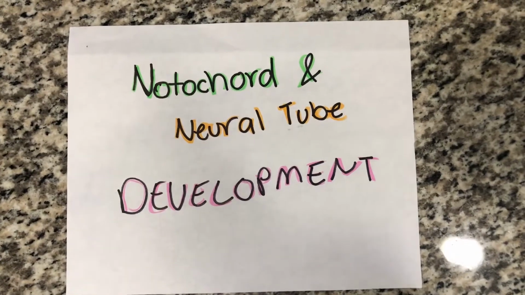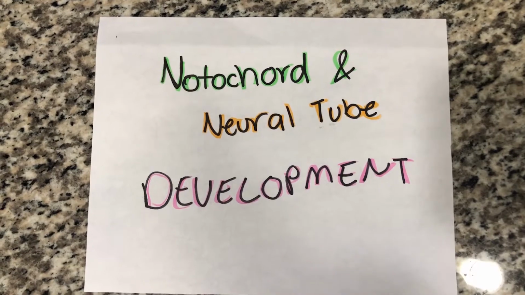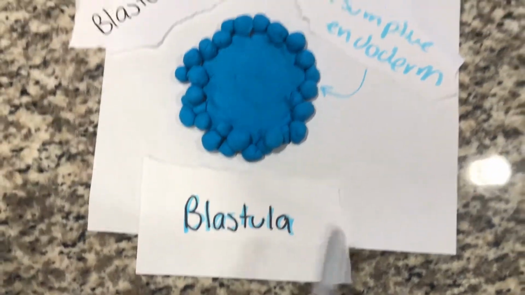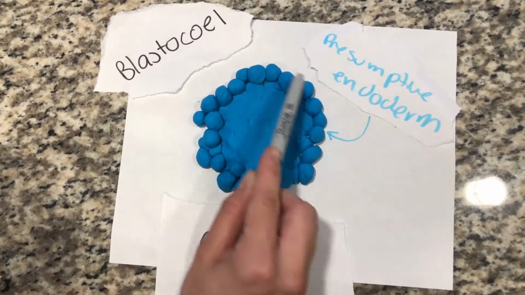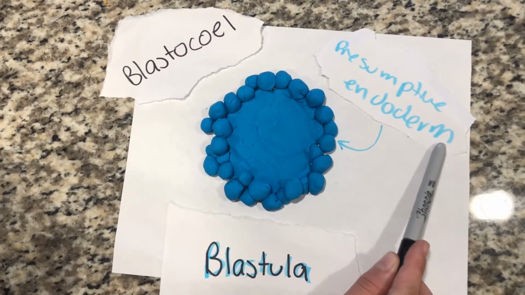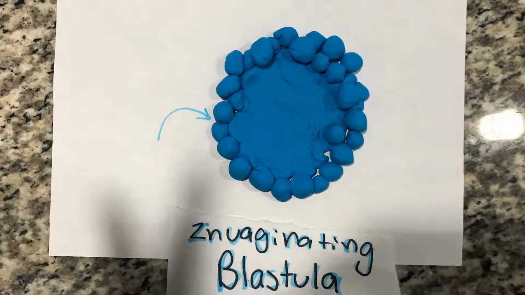Hey guys, today we're going to be talking about the notochord and neural tube development of the early vertebrate embryos. Our first image we see here is going to be the blastula. This blastula is composed of the blastocoel, which is the opening we see in the middle, as well as blastomere cells, which are going to be represented with these blue balls. The blastomere cells will later develop into the ectoderm, which will later in the embryo develop into the epidermis.